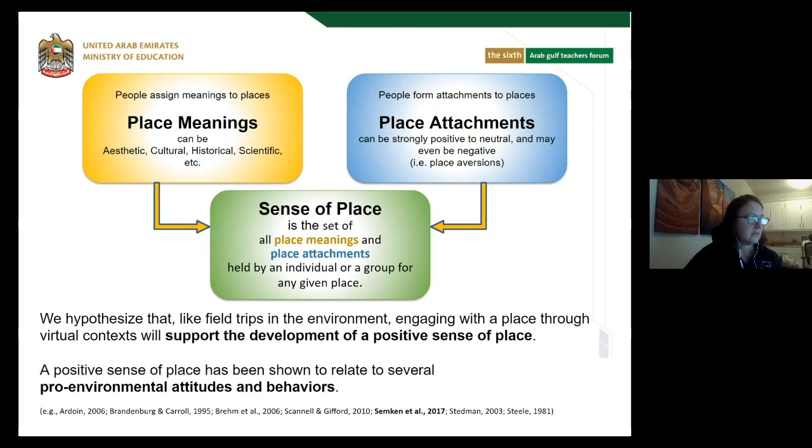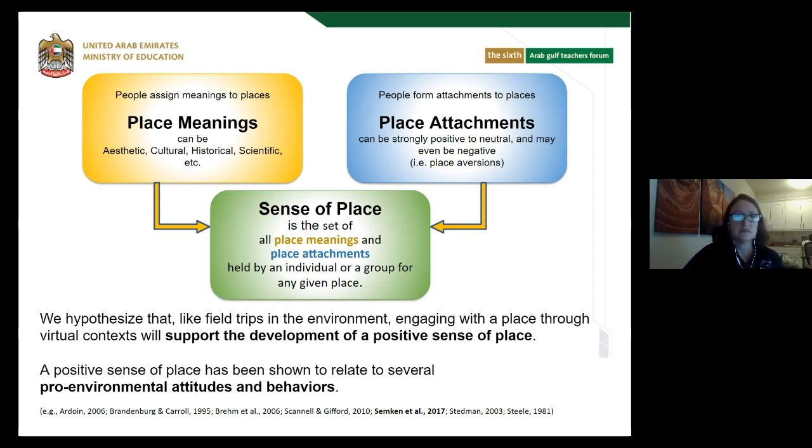But they may also have negative reactions to the place. These can be place aversions. So this idea of place attachment can be both positive and negative about a place. And that's important to realize, that students may not always feel entirely comfortable in a place that we're talking about, or that we're planning on taking them to at some point. These place meanings and place attachments together create what we call a sense of place. That is the set of place meanings and place attachments held by the individual or group.